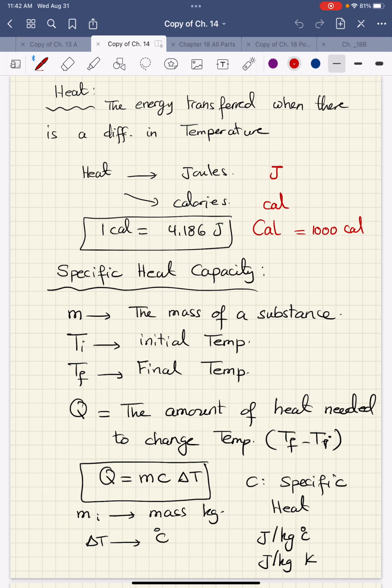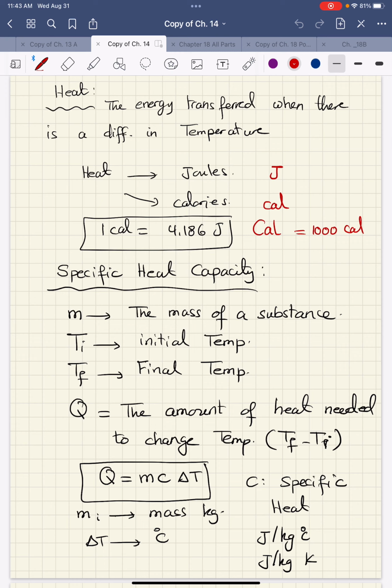The first thing is we're going to go back to the definition of heat as the energy transferred when there is a difference in temperature. Only when there is a difference in temperature is there going to be a transfer of heat.